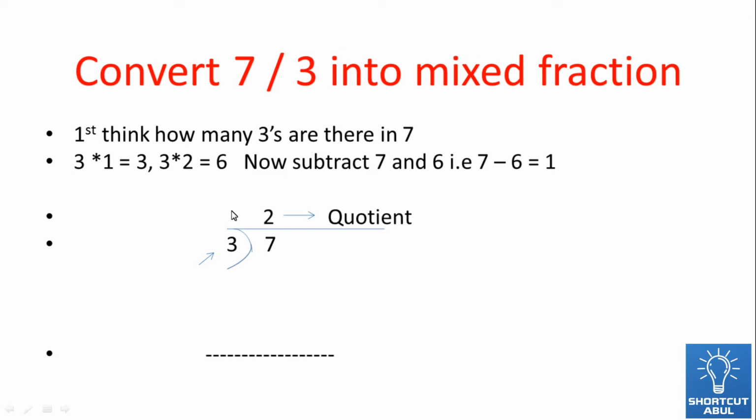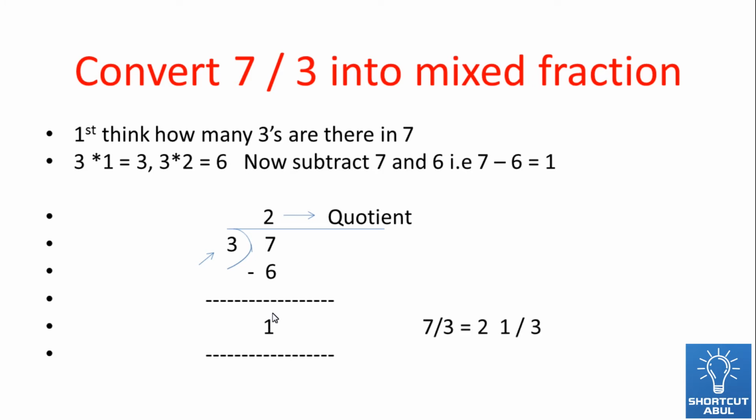What is this 2 now? 2 is called the quotient. 3 twos are 6. Now what is 7 minus 6? 1. 7 minus 6 is 1.